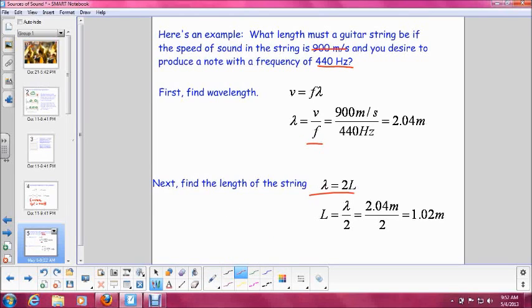So, we have to then solve for L here, because that's what we're trying to find. And we find that L can be found by taking the wavelength and dividing by 2. We know the wavelength is 2.04 meters, because we used our v equals f lambda equation to solve for that. And we just divide that by 2. And we find out that the length of the string to produce a standing wave with a frequency of 440 hertz in this string has to be 1.02 meters long.